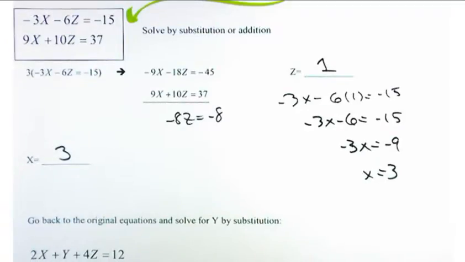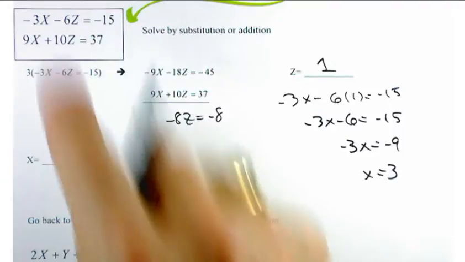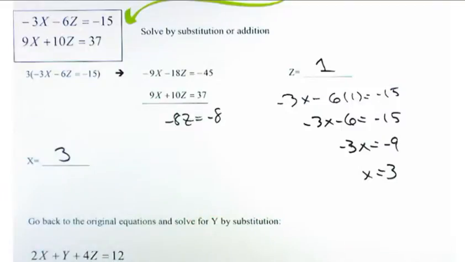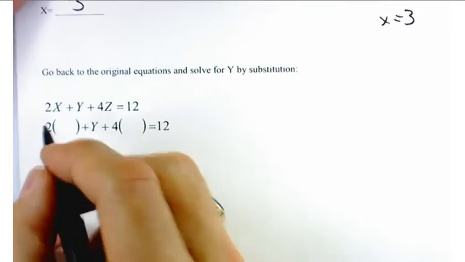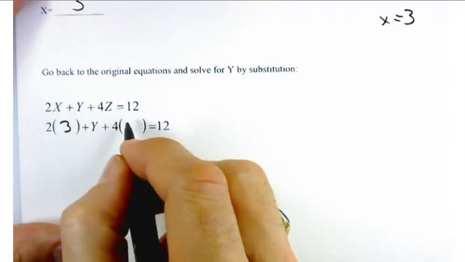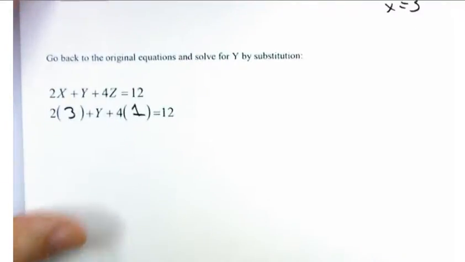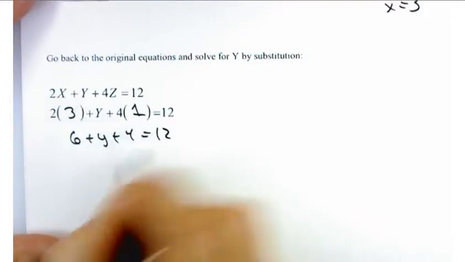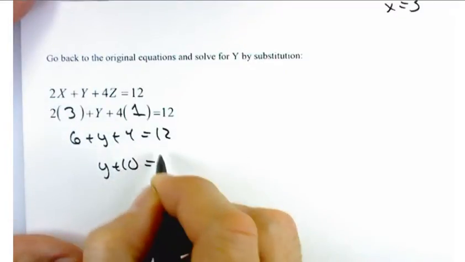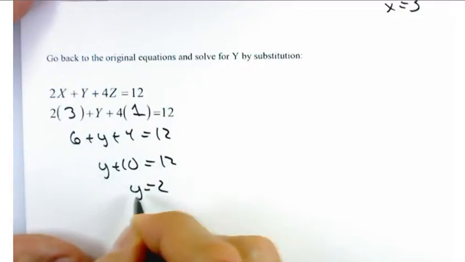2 down and 1 to go. I need to figure out what y is. Now I can't plug it in anywhere here because I don't have a y. Yeah, let's go to one at the top. Say, for lack of a better one, this one. And plug in 3 for x and 1 for z. 6 plus y plus 4 equals 12. Very good, thank you. Y equals 2.